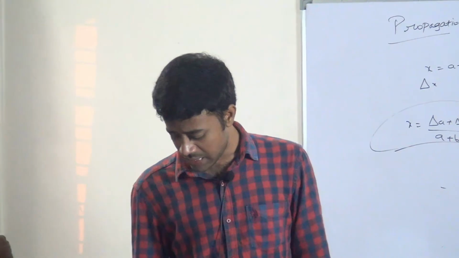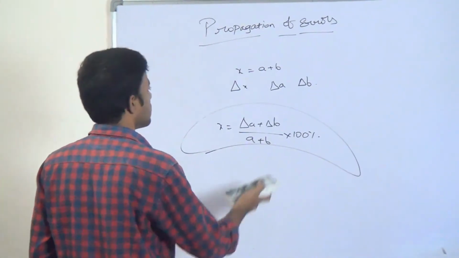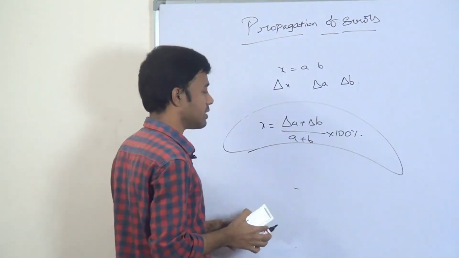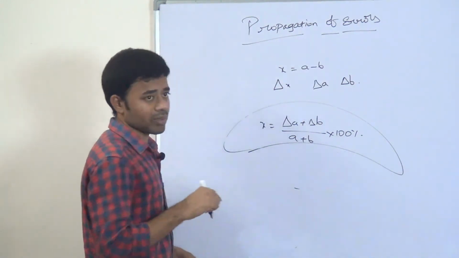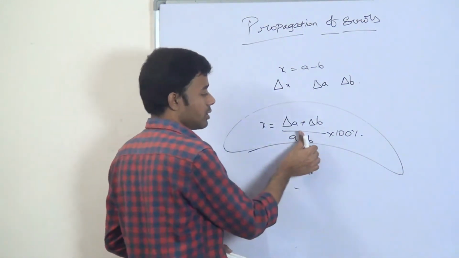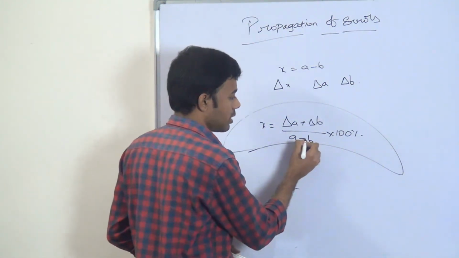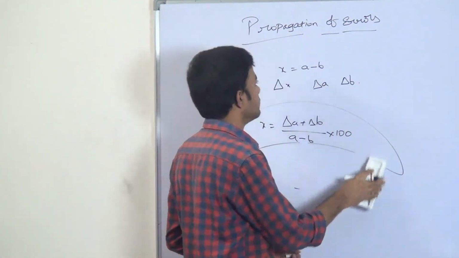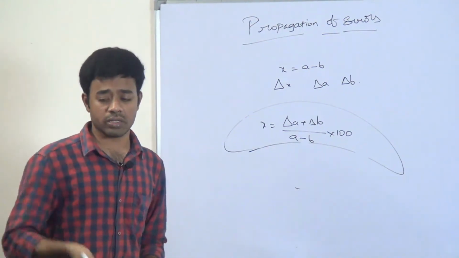Next, error in the difference of quantity. If there is some physical quantity like A minus B, then x can be impacted in the manner such that change in the error A plus change in the error B by A minus B into 100. So this gives the error propagation if there is a difference in the quantity.